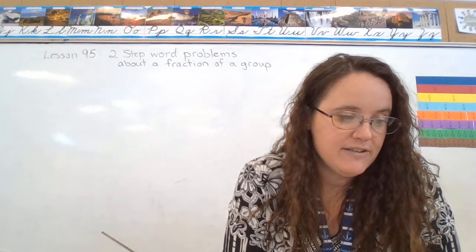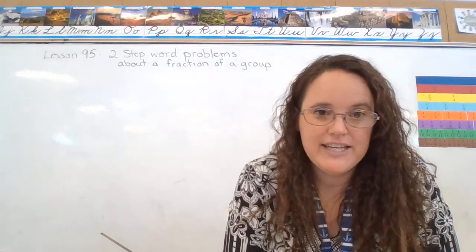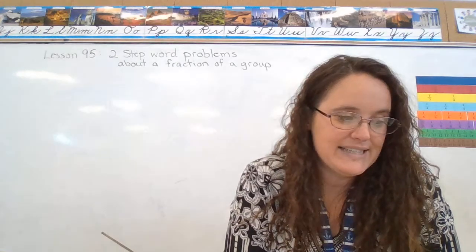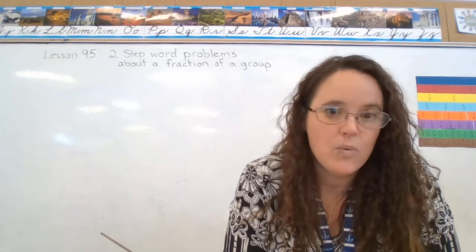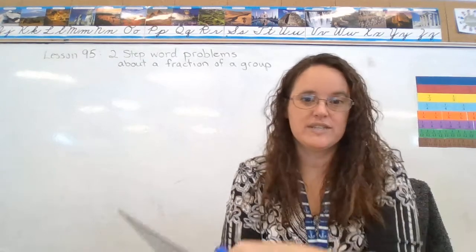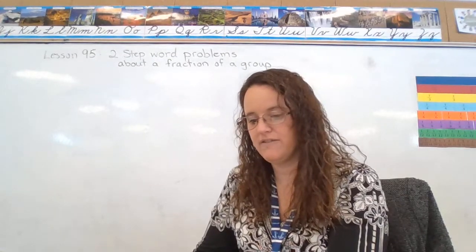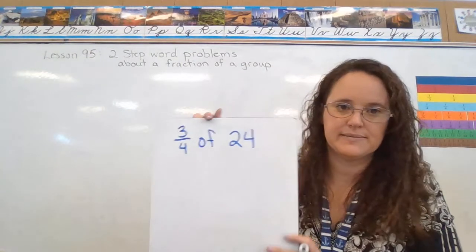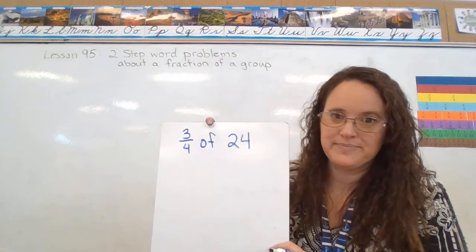3/4 of the 24 checkers were still on the board. How many checkers were still on the board? Once again, it says 3/4 of the 24 checkers were still on the board. How many checkers were still on the board? So I'm going to write down some information here. 3/4 of 24 checkers. Pause here, draw your diagram, see if you can figure it out on your own.